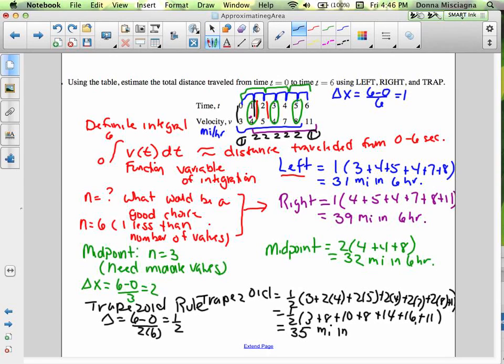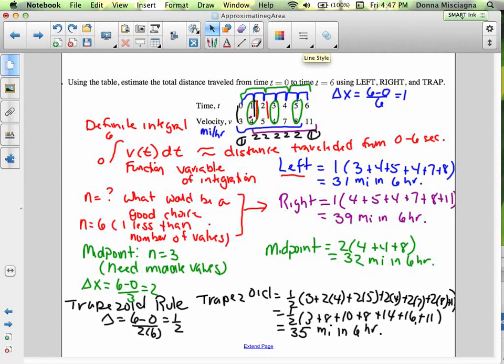Now all of these are approximations. Maybe one's exact, but chances are they're all approximations. And in a later lesson, now we've learned how to approximate, we'll also learn how to find exact values. In a problem like this with a table, we would only have approximations. This is all we could do. With a function, we'll learn ways that we can actually find exact values as well for area under a curve.